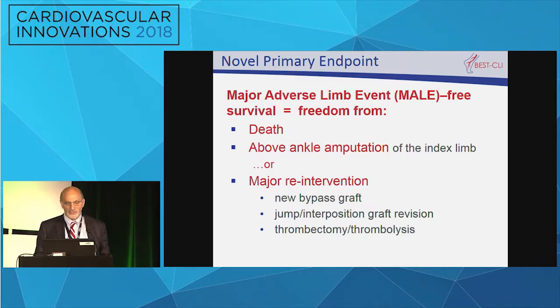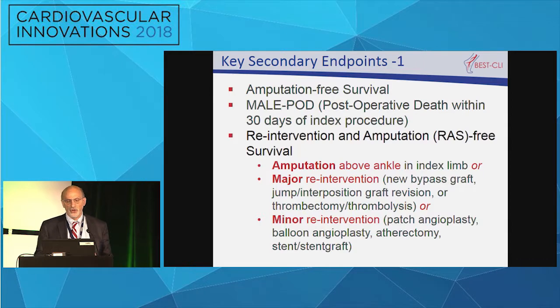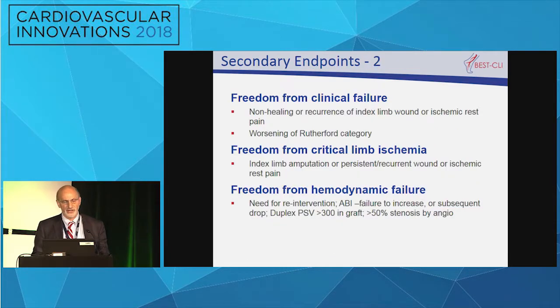But it's a minor reintervention, and we are capturing that, as well as all these other key secondary endpoints: reintervention, postoperative death within 30 days, and amputation-free survival, which is the traditional endpoint for these types of trials. But we believe our major-amputation-free survival is a much better primary endpoint, because it's much more practical as to what matters from a patient standpoint.